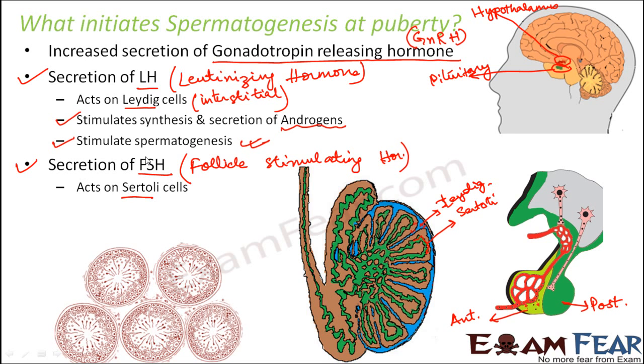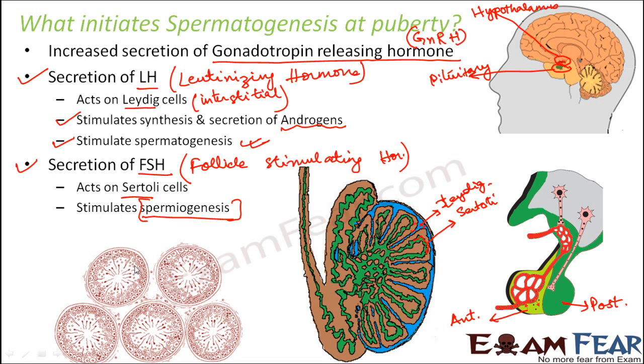In a very similar way, what happens when FSH acts on Sertoli cells? It stimulates the process of spermiogenesis. What is spermiogenesis? In the previous slide I told you, it is the transformation of spermatids into sperms. That transformation requires some input from the Sertoli cells, so when these hormones act on the Sertoli cells, this process is also stimulated. So spermiogenesis and spermatogenesis all start taking place at puberty.